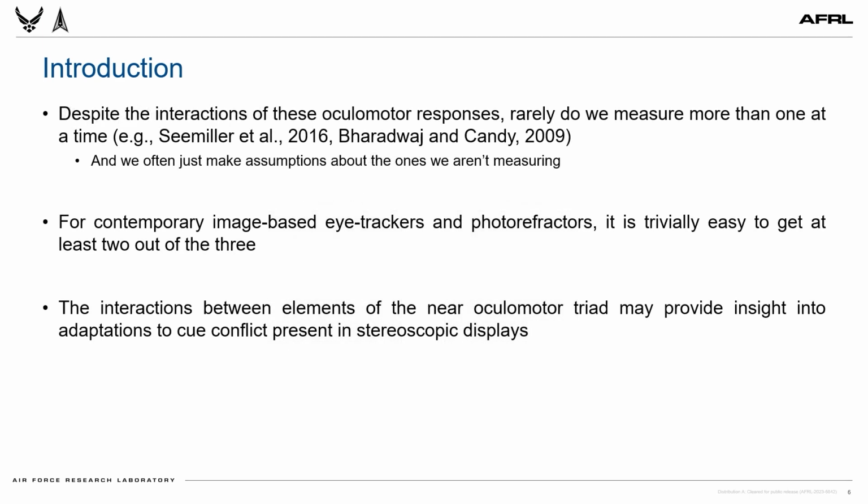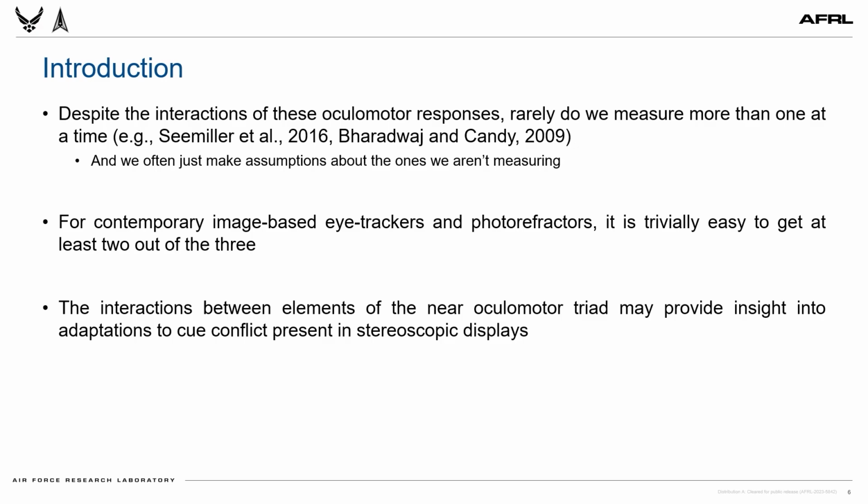Despite these pretty well understood interactions of the near triad, we usually don't measure more than one at a time. We usually simply measure vergence posture, or if you've got the right equipment, accommodative response, or if you focus strongly on human factors, you might ignore eye position altogether and just focus on the pupil. And so we end up making assumptions about the ones that we aren't measuring. If we're only measuring vergence, we just assume the accommodative posture is where it's supposed to be.